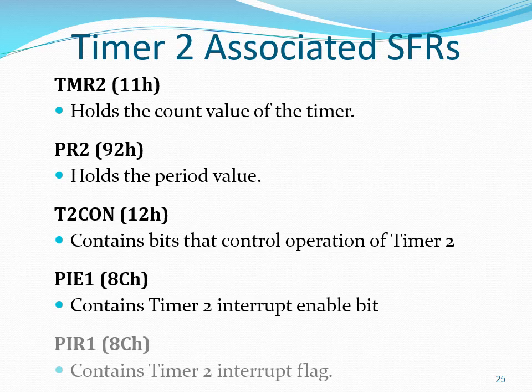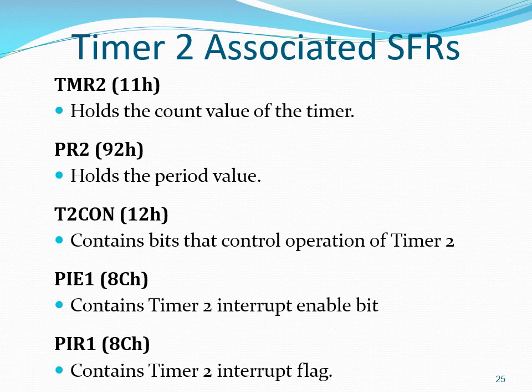Timer 2 has 5 associated SFRs. These are TMR2, which is used to hold the count value of the timer; PR2, which is used as the period register to hold the period value; and T2CON, which contains the bits that are used to control the operation of the timer.